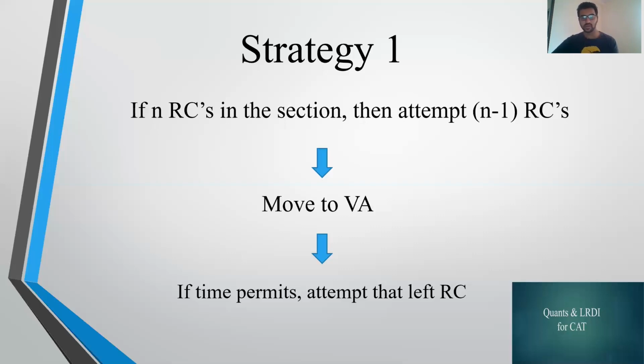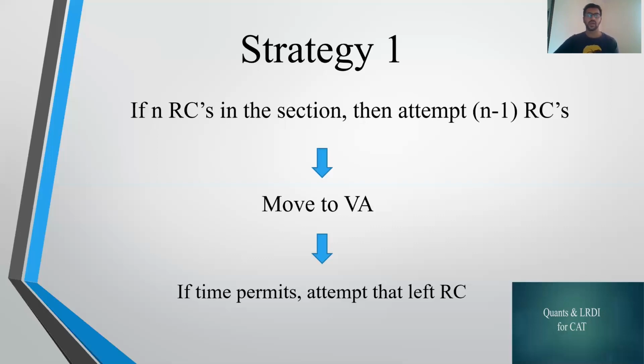Search for the specific detail questions. If there is any question that asks about a particular paragraph, let's say paragraph 2 or paragraph 3, then try to solve those types of questions first. Do not try to solve the inference based questions or the main idea questions, because you cannot know the thought process or the ideas of the author merely by reading one or two paragraphs. For that you need to read the whole passage, and that's really not possible in the last few minutes. So if you are attempting that left RC at the end, just focus on the specific detail questions.